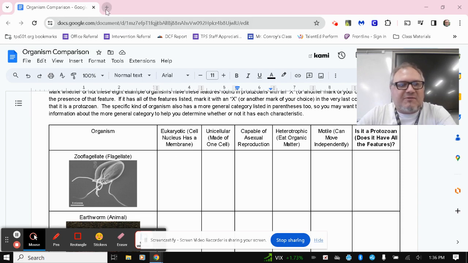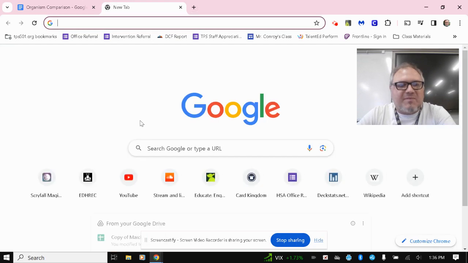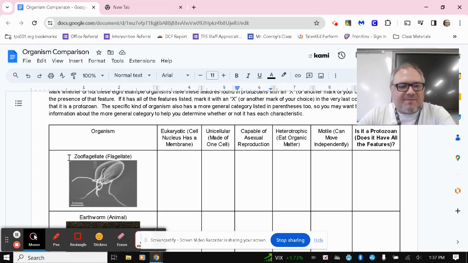So as far as what I would search, I'm going to open up a new tab here, and I tend to use Google. I know most folks tend to, but again, use whichever search engine suits you the best. So the way that I would word this is saying, is a zooflagellate eukaryotic? Now, again, some of these terms are difficult to spell, so I don't blame you if you copy and paste here.